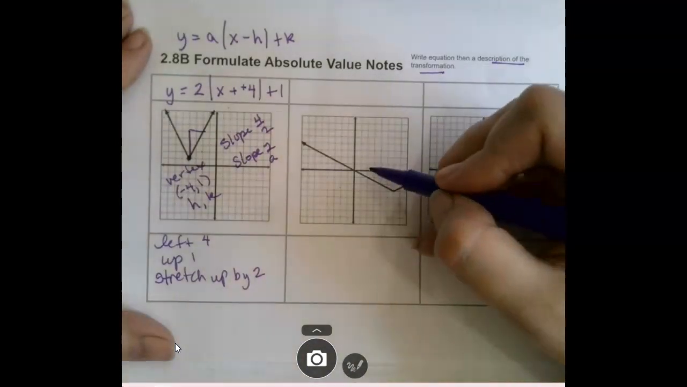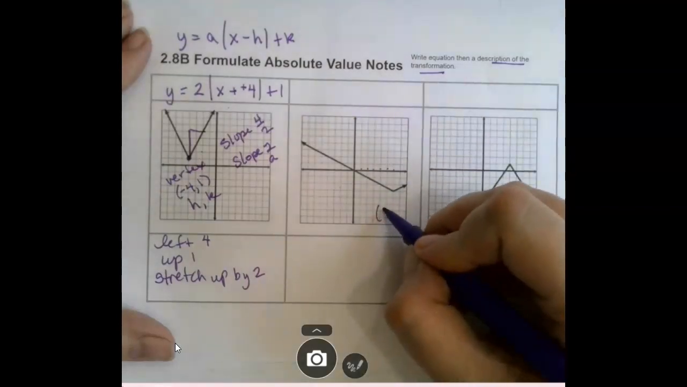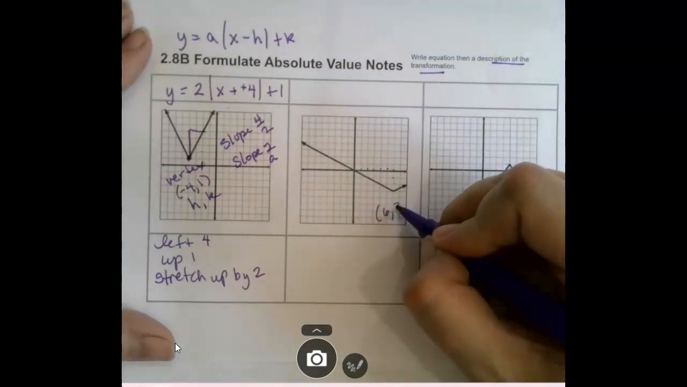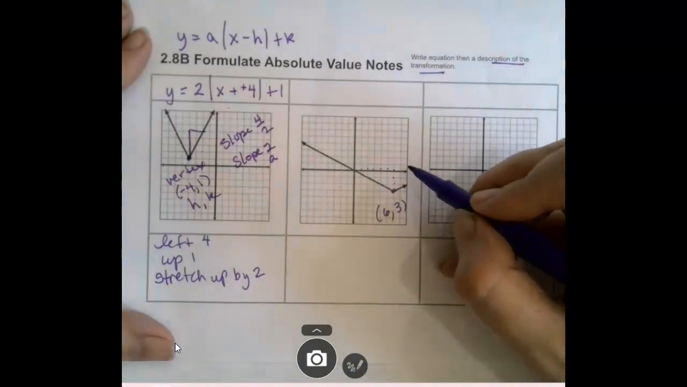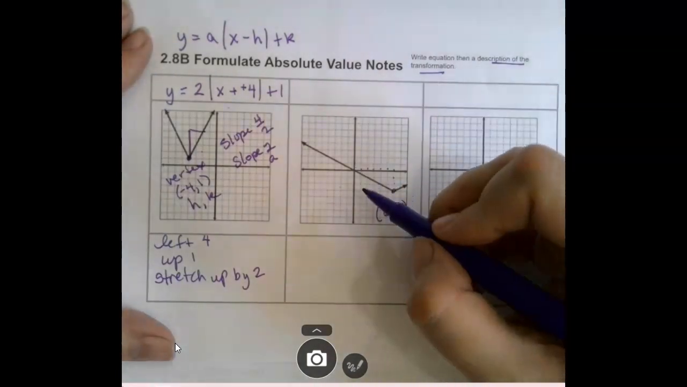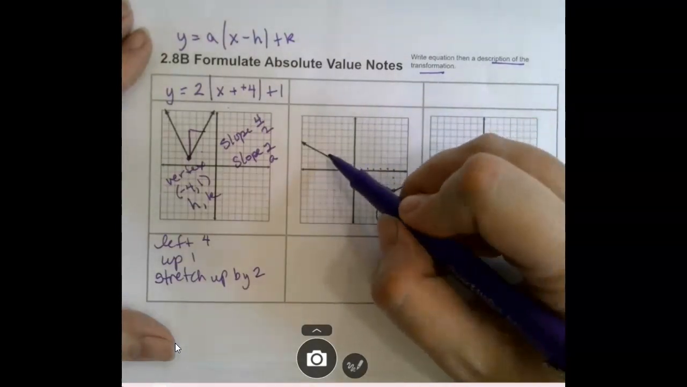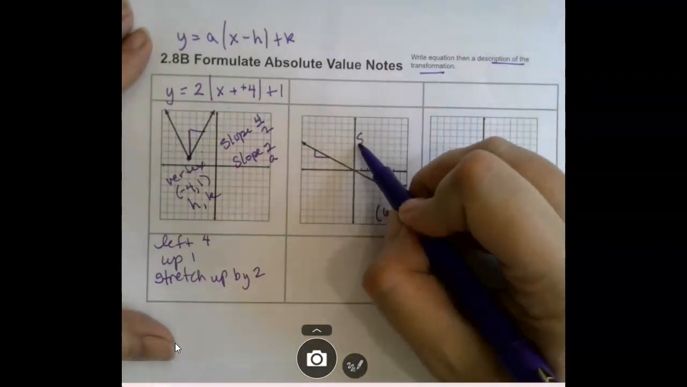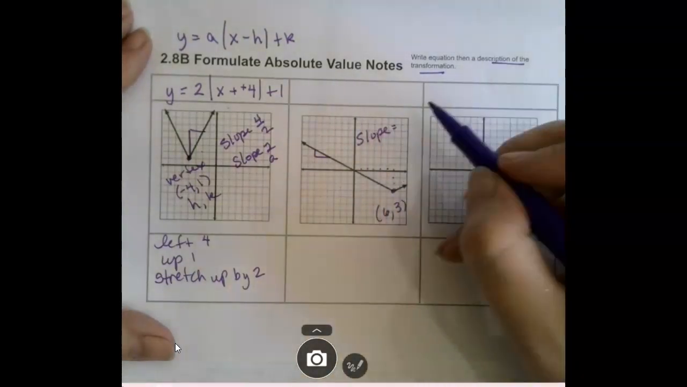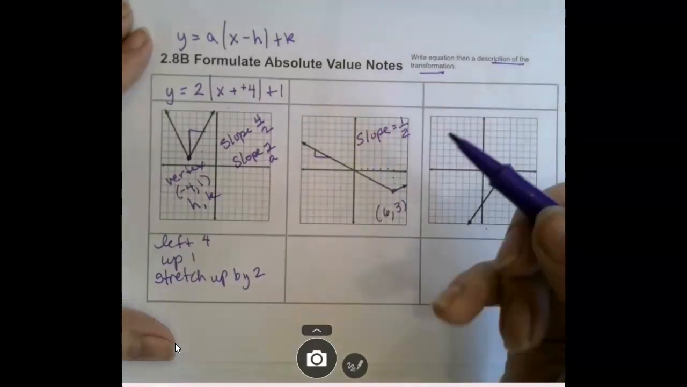All right, this one, let's count 1, 2, 3, 4, 5, 6. 6. 1, 2, 3. There's my vertex. And it's hard to do the slope on this side, but the slope's the same on both sides, so I can do it over here where I can see more of it. Let me find 2 points that's easy to do. How about right here and right here? So my slope is rise 1, run 2.